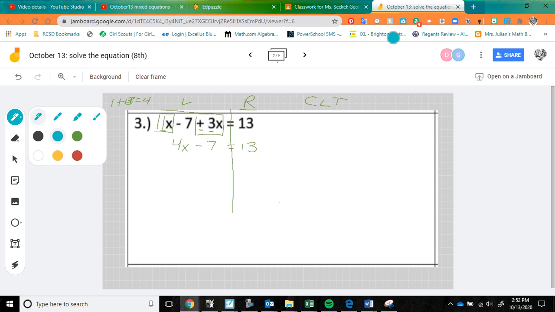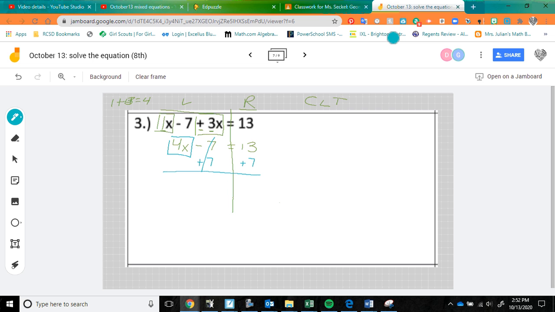Box up the x again. And we notice that the x is on the left-hand side, so we're working on the left-hand side. Let's look outside the box first, and we see that minus 7. We want to move it over to the right-hand side, so we're going to do the opposite. The opposite of minus is plus. So we're going to do plus 7 to both sides.